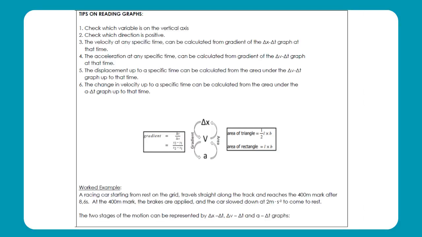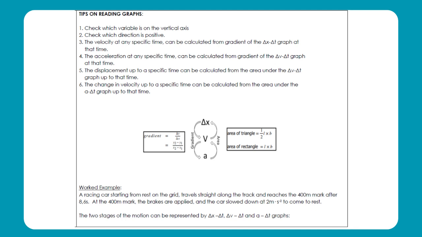Tips on reading graphs. 1. Check which variable is on the vertical axis. 2. Check which direction is positive. 3. The velocity at any specific time can be calculated from the gradient of the Δx–Δt graph at that time. 4. The acceleration at any specific time can be calculated from the gradient of the Δv–Δt graph at that time.